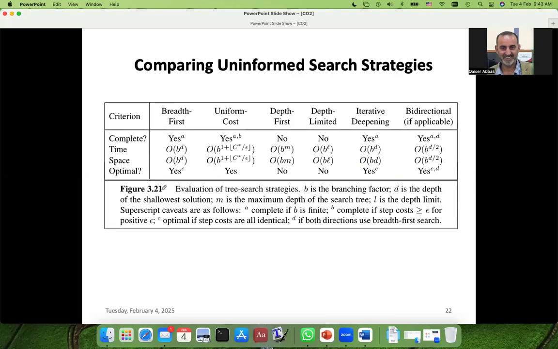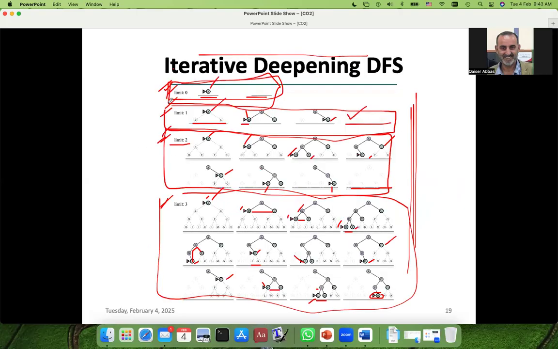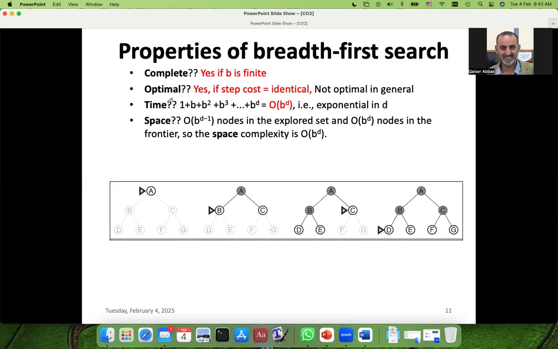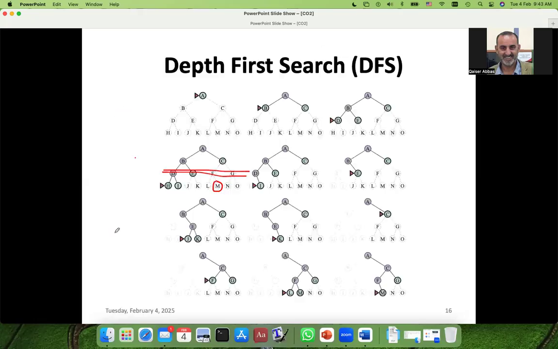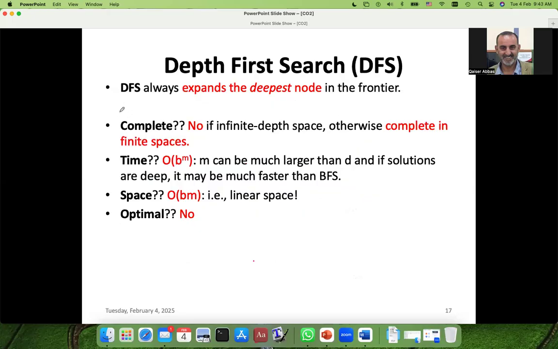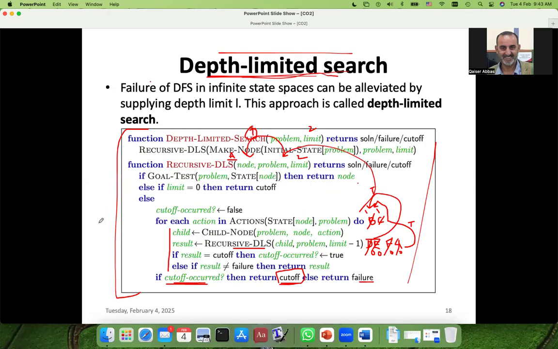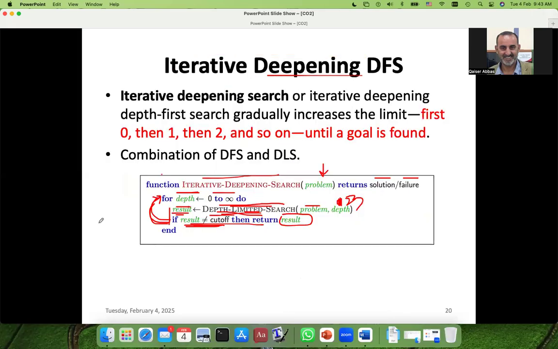This is the comparison which you already know. For each algorithm, we already have seen these things. For the BFS, if I go back to the BFS, here we said BFS is complete if finite, optimal if step cost identical. Time complexity is this, space complexity is this. Similarly, for UCS, we have discussed these 4 things. Similarly, for DFS, we discussed these 4 things. And depth limited search we didn't discuss, but it is the same.